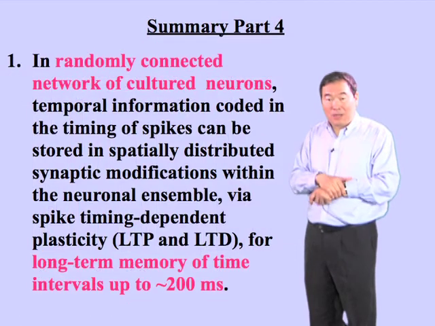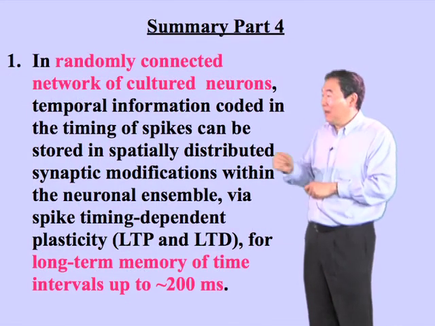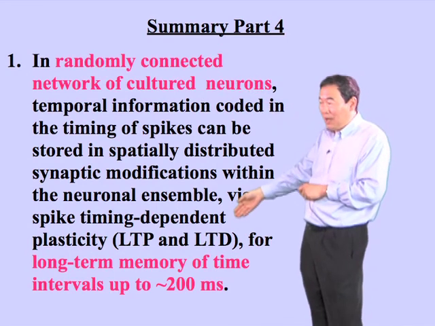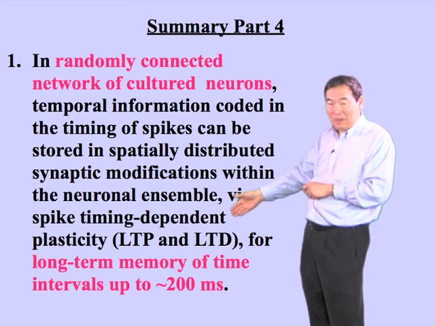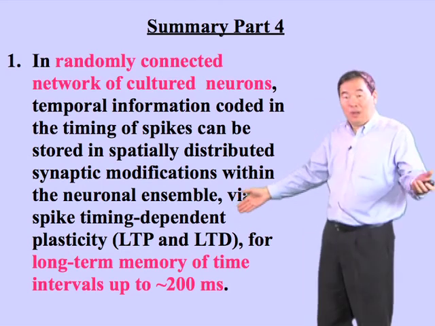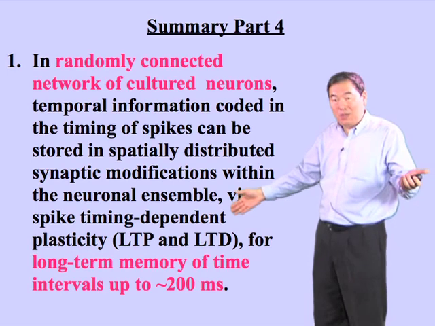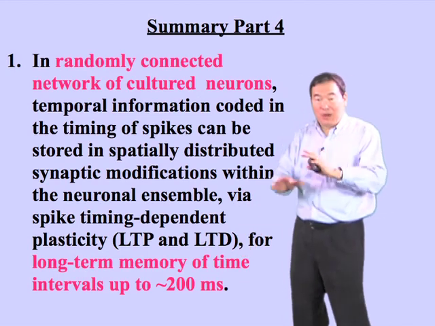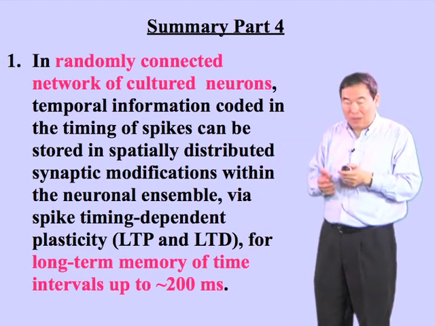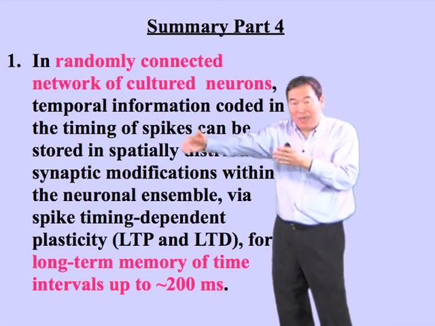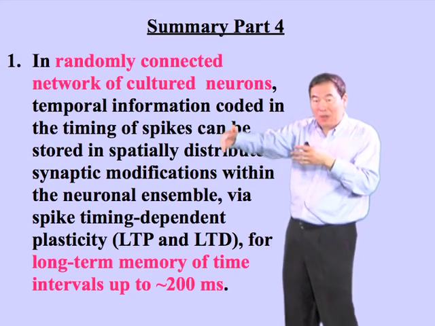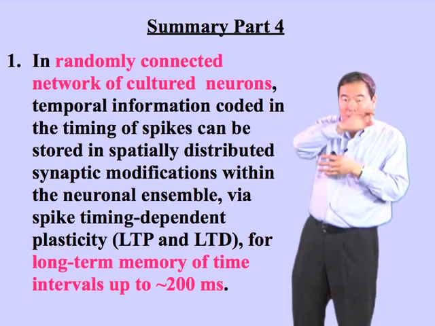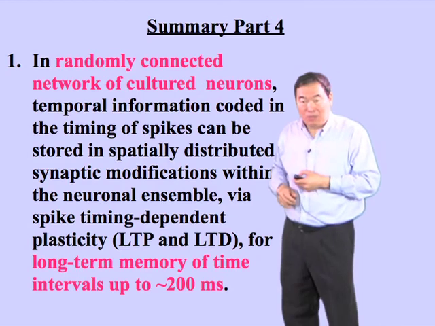So to summarize this part, I have shown two examples. One is in a very simple culture model system, showing that LTP and LTD, spike timing dependent plasticity, can be used to store information of time intervals up to 200 milliseconds. So this is a very simple system. It shows the feasibility of using the timing of delay, the so-called delay line mechanism, so that the interval information is stored in a spatially distributed manner in different synapses in the polysynaptic network.